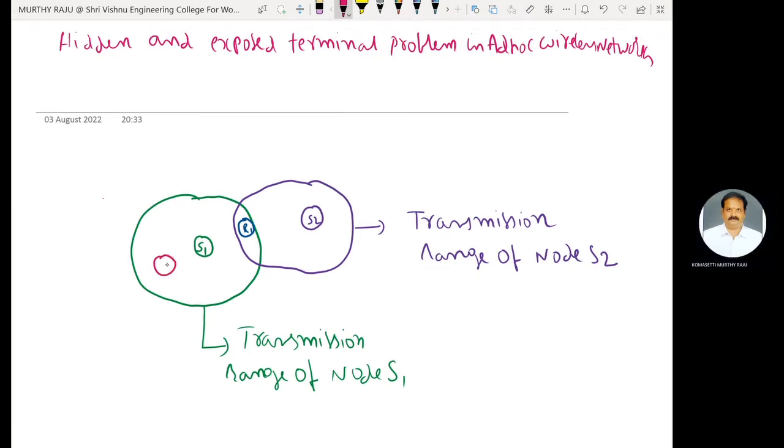Here some more nodes are there. Within the transmission range of node S1 is S3. Here the R2 node is there.